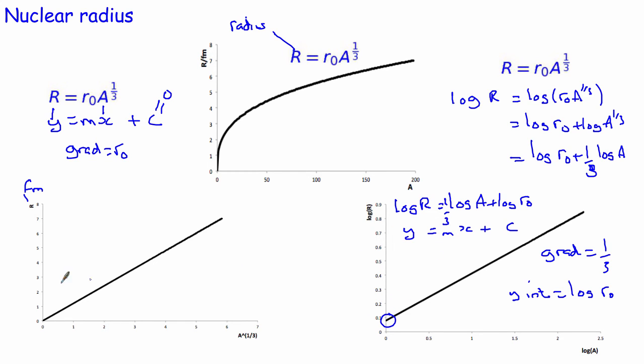So we've got two ways of making sure that this is right. Basically, we can do a nice easy plot of A to the power of a third against R, where the gradient gives us R0, or we can take logs, which is a bit more complicated. But basically, we end up with the same thing.